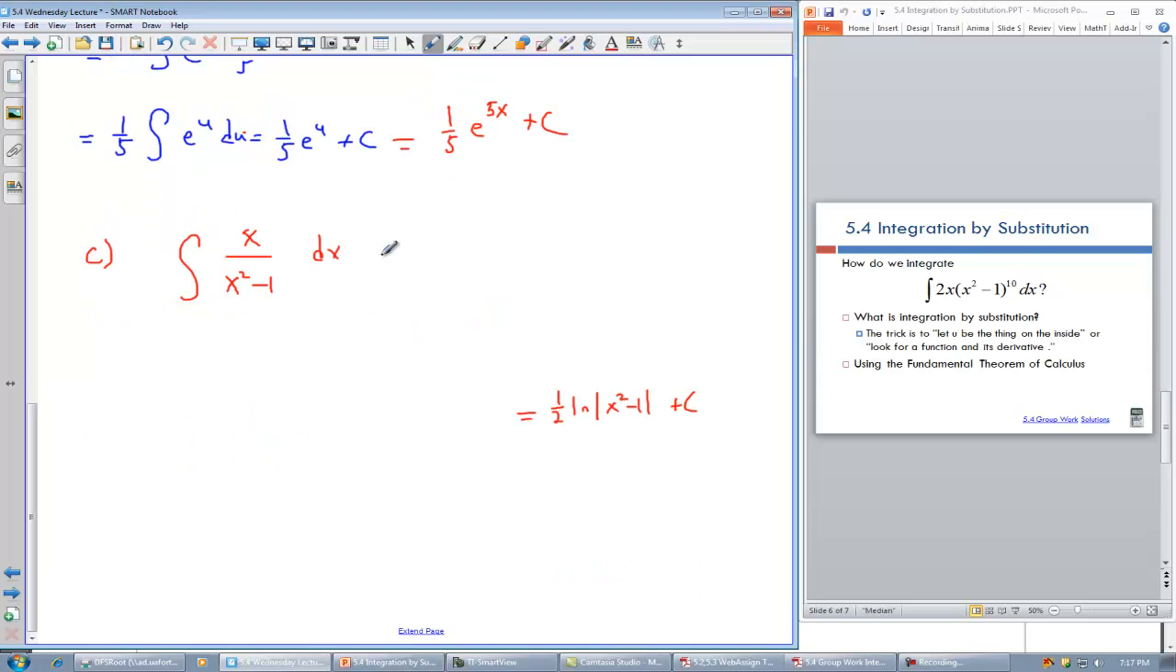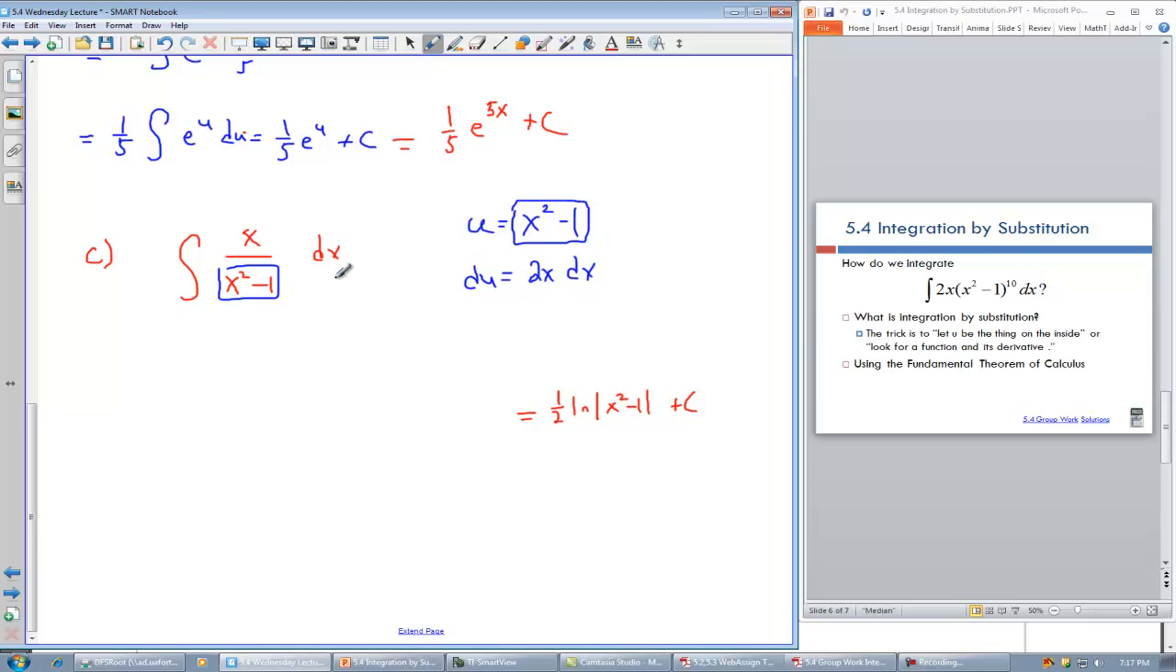The next one's a little harder. So on this one, I have two choices. I can let u be x, or I can let u be x squared minus 1. If you let u be equal to x, you'll get the same thing back, so it's not going to help you. So I let u be equal to x squared minus 1. And then du is equal to 2x dx. All right, so here's my u, so no problem there. I have my u. But here, I have x dx. Right? And over here I have 2x dx.